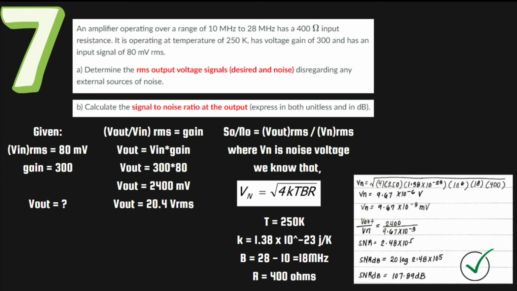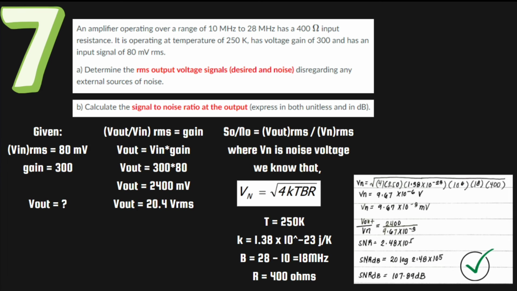It is operating at a temperature of 250 kelvins, has a voltage gain of 300, and has an input signal of 80 mV RMS. We are asked to determine the RMS output voltage signals, the desired and noise, disregarding any external sources of noise. We are also asked to calculate the signal to noise ratio at the output and express it in both unitless and in decibels.